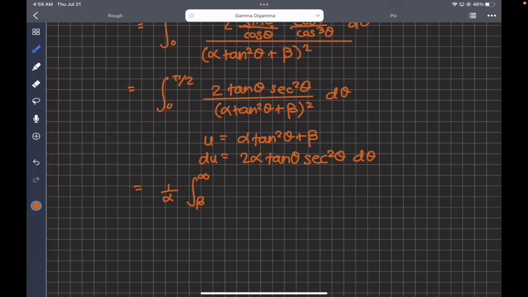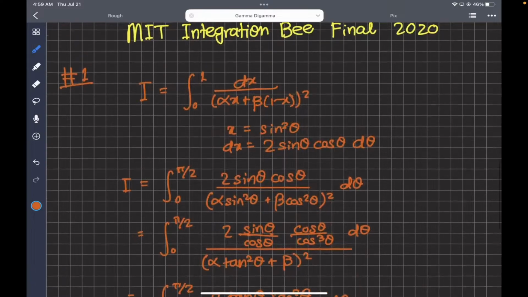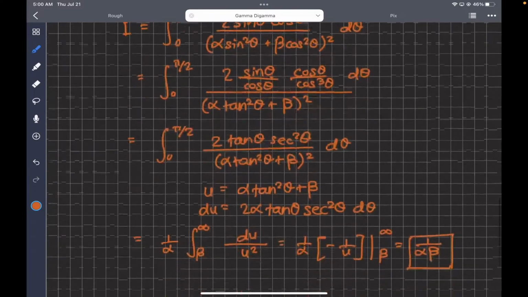And here we have du divided by u squared, which is a pretty trivial integral to do, minus 1 over u evaluated at infinity and beta. The infinity bit goes away and we just have 1 over alpha beta, and this is indeed the simplification for this integral. So there we go, we've solved question 1.